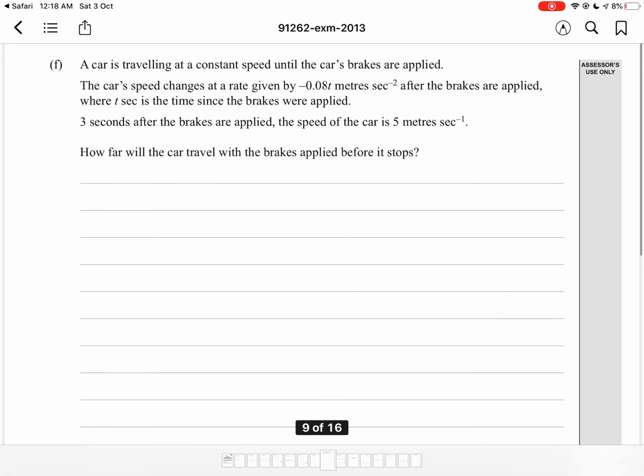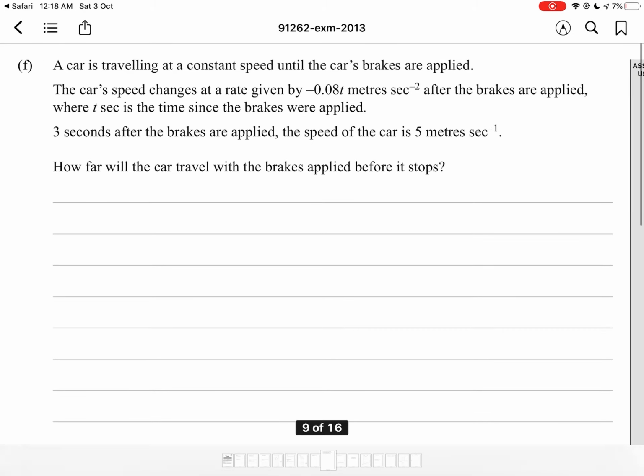Question F. A car is traveling at a constant speed until the car's brakes are applied. The car's speed changes at a rate given by negative 0.08t meters per second after the brakes are applied, where t is the time in seconds since the brakes were applied. 3 seconds after the brakes are applied, the speed of the car is 5 meters per second. How far will the car travel with the brakes applied before it stops?